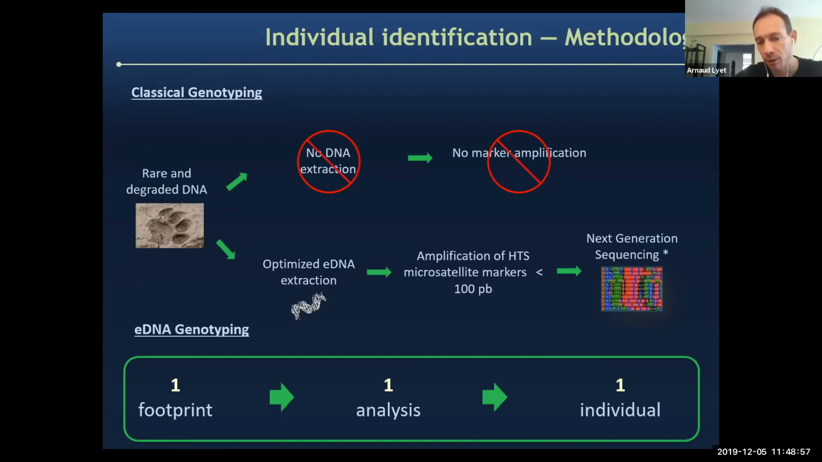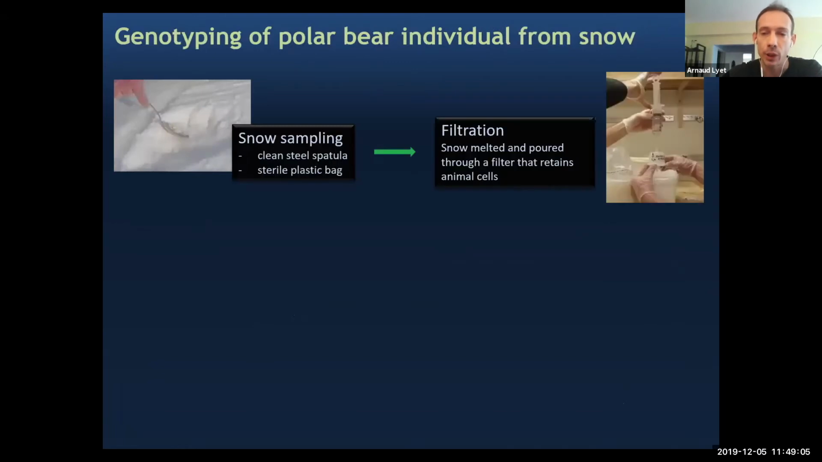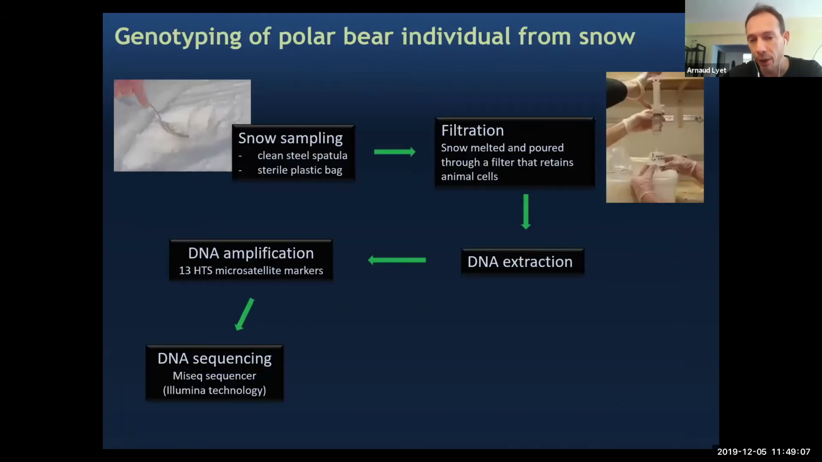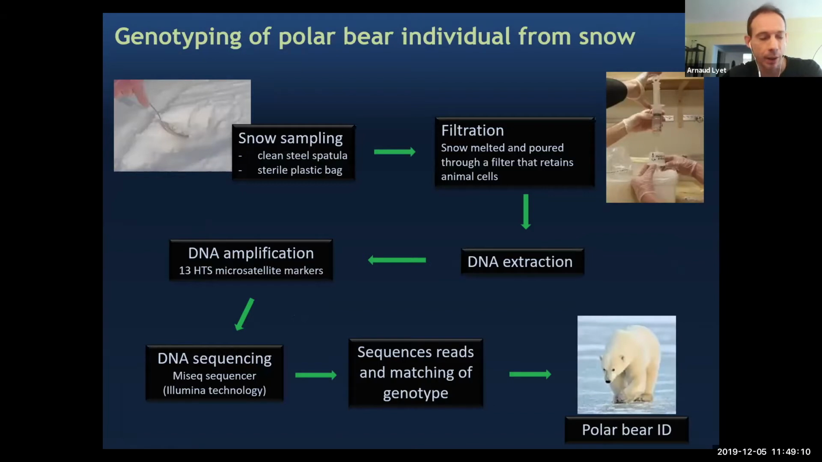We expected to collect one footprint, run one analysis, and identify one individual. What we obtained, on a few bear samples, was a genotype, but only from an artificial, well, not completely artificial, paw print made with a dead bear's paw. That's the only one that allowed us to do the full genotyping of the bear using this snow sample.